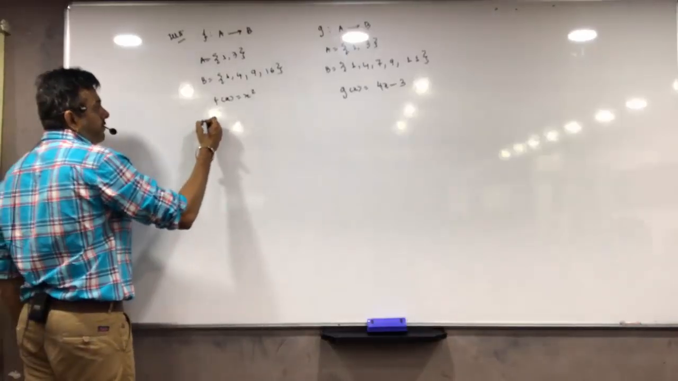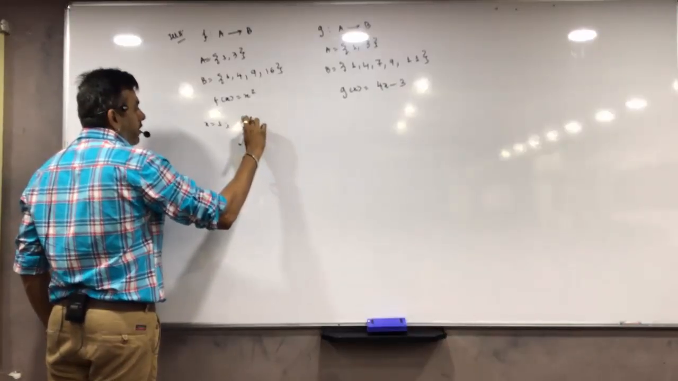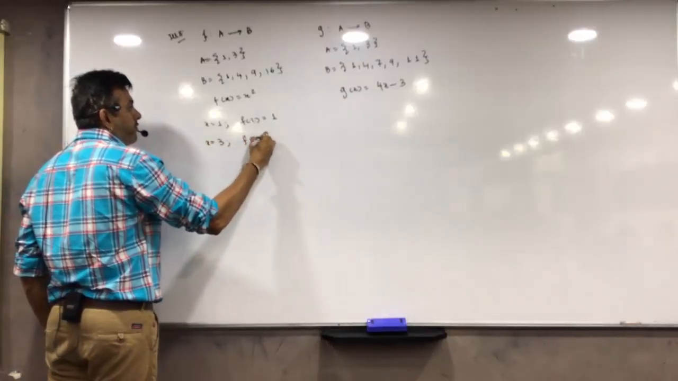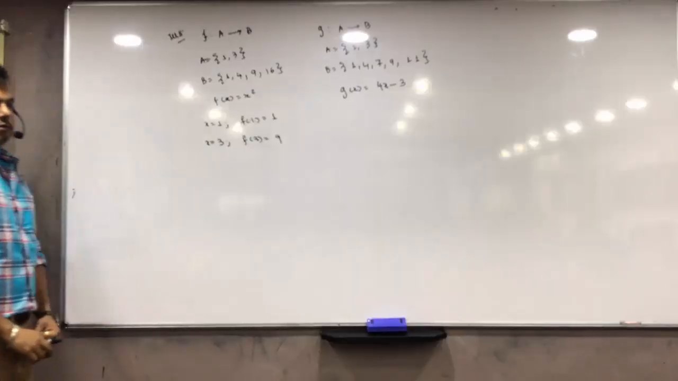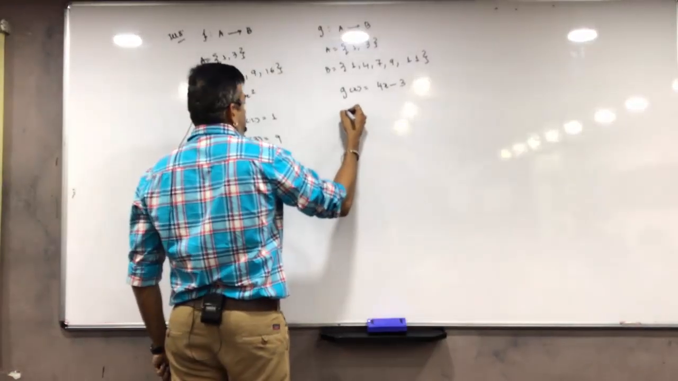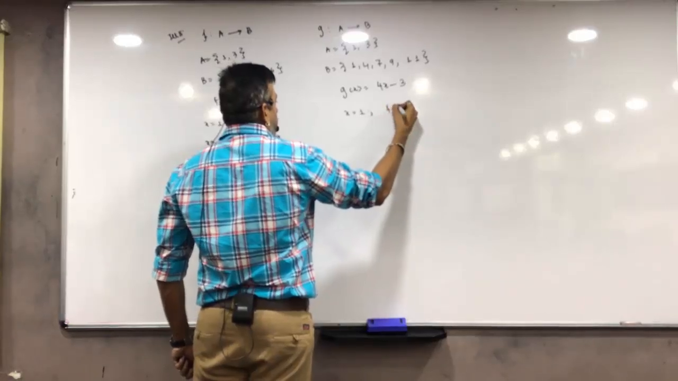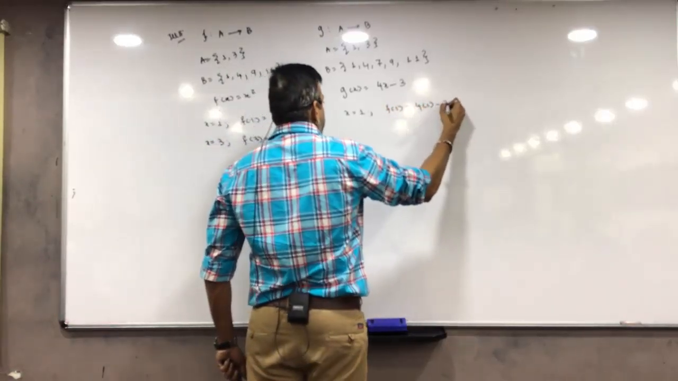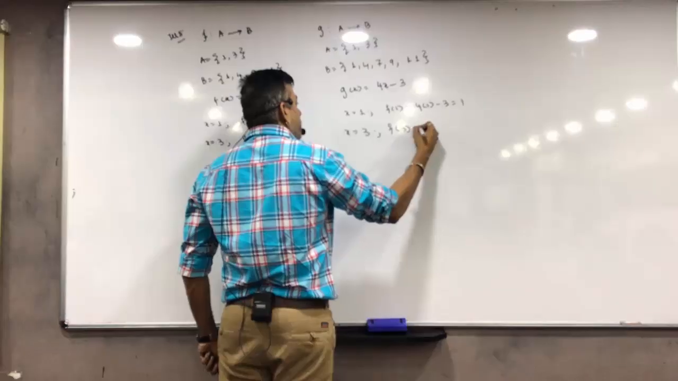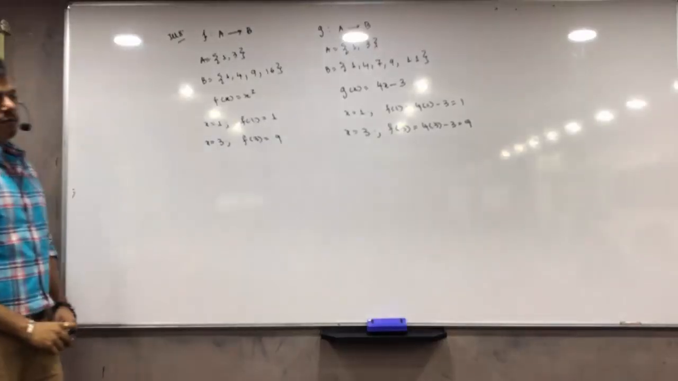So let's take this. x is equal to 1. f of 1 is equal to 1. x is equal to 3. f of 3 is equal to 9. Got it? Over here, let's check. x is equal to 1. So g of 1 is equal to 4 into 1 minus 3, which is equal to 1. x is equal to 3. g of 3 is equal to 4 into 3 minus 3 is equal to 9. Can I say both are equal now?